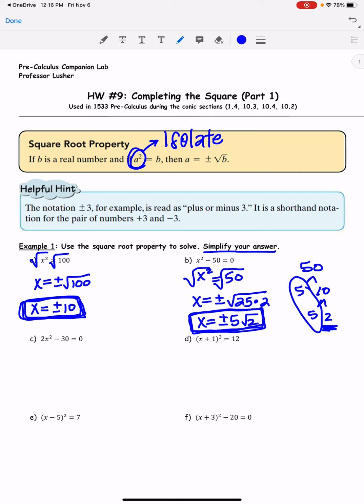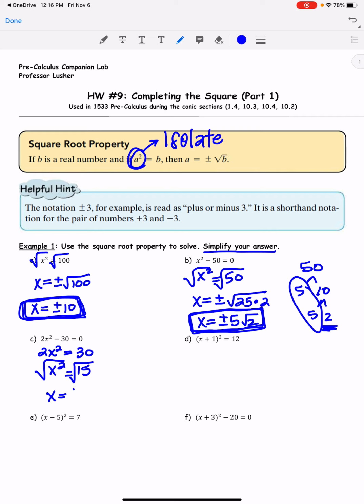Okay, C, same thing. Isolate that squared term. So we need to move that 30 over. So add it over to get 2x squared equals 30. Divide both sides by 2. So I'm going to get x squared equals 15. So my x squared is isolated now. So take the square root of both sides.